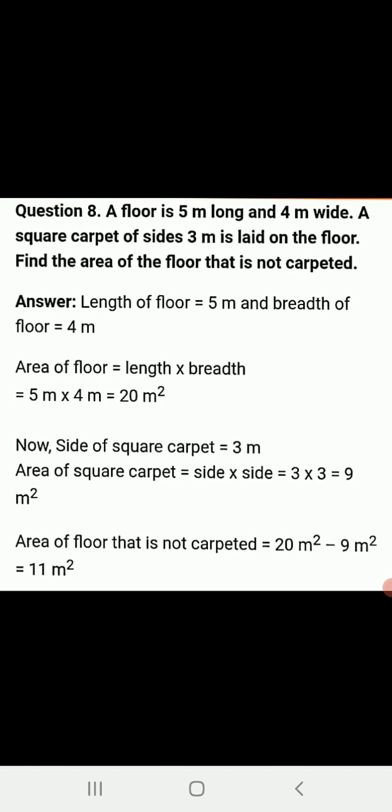Now side of the carpet, one side is given for square, 3 meter. Since it is square shape, the formula will be side into side, so 3 3s are 9 meters square. Now the area which is not carpeted will be 20 minus 9, which gives you 11 meters square. So the 11 meters square of floor is not carpeted.